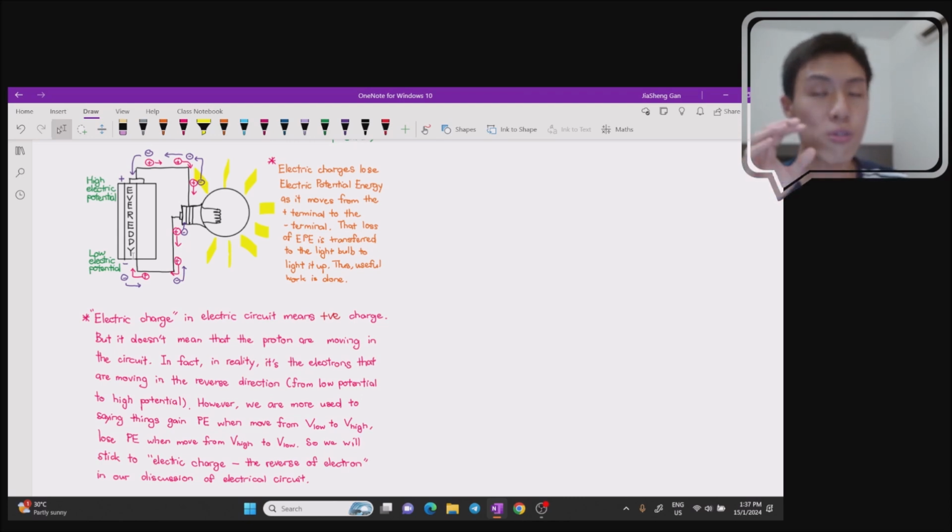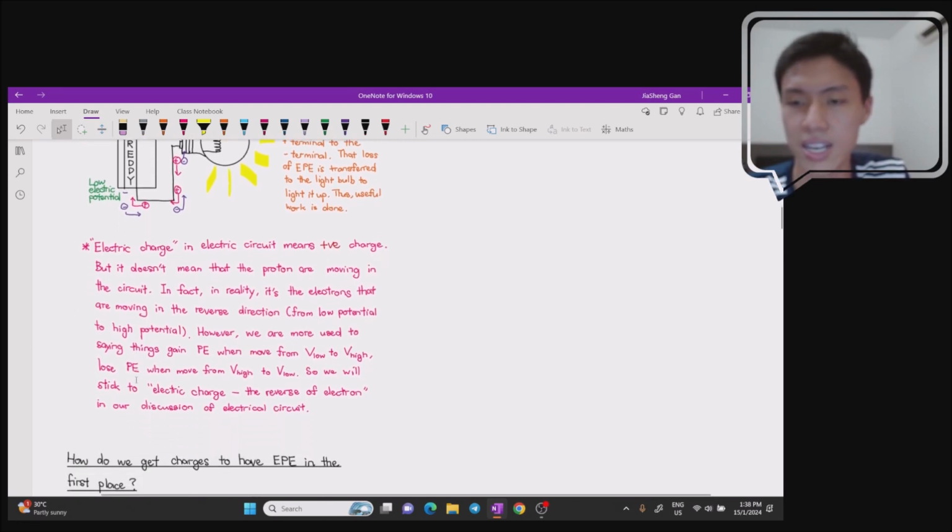Of course, if you choose to stick to electron for the whole story, it's still okay. But you have to squeeze your brain a bit to think of everything in a reverse way. Going from low to high is actually a loss of energy. Going from high to low is actually a gain of energy. You have to reverse your daily life kind of common sense in doing so. So we prefer to stick to positive charge, and that's how we do it further down this class.